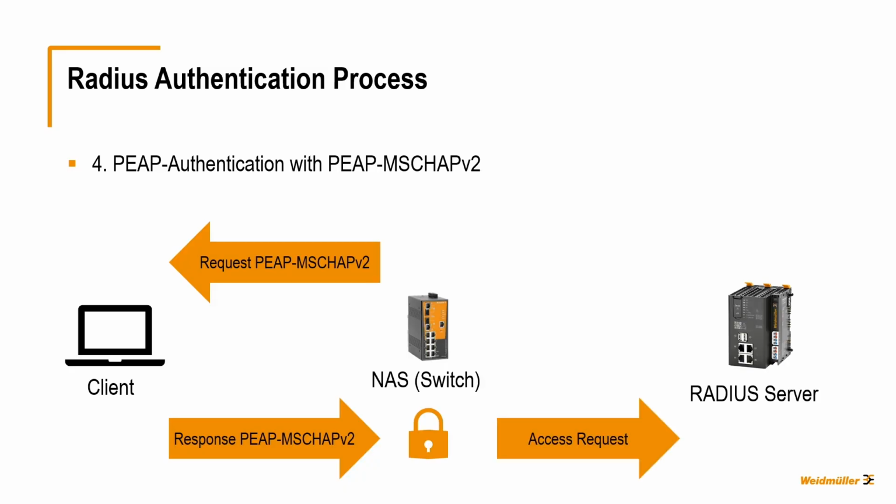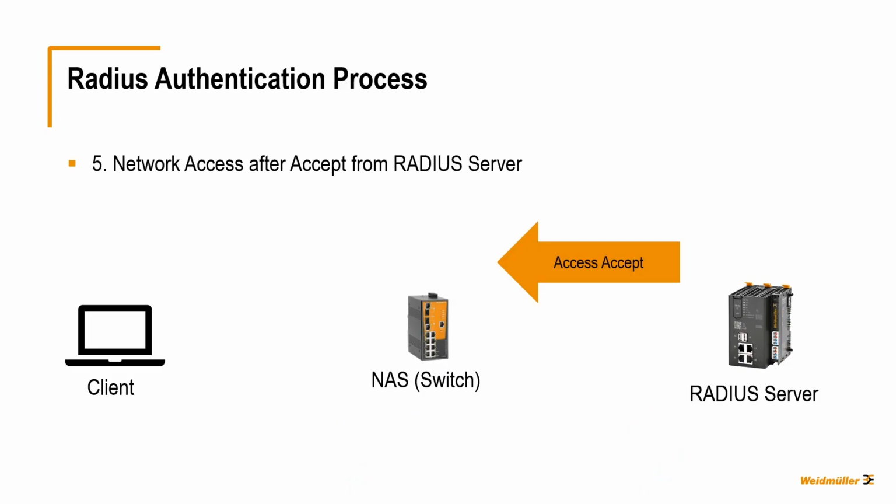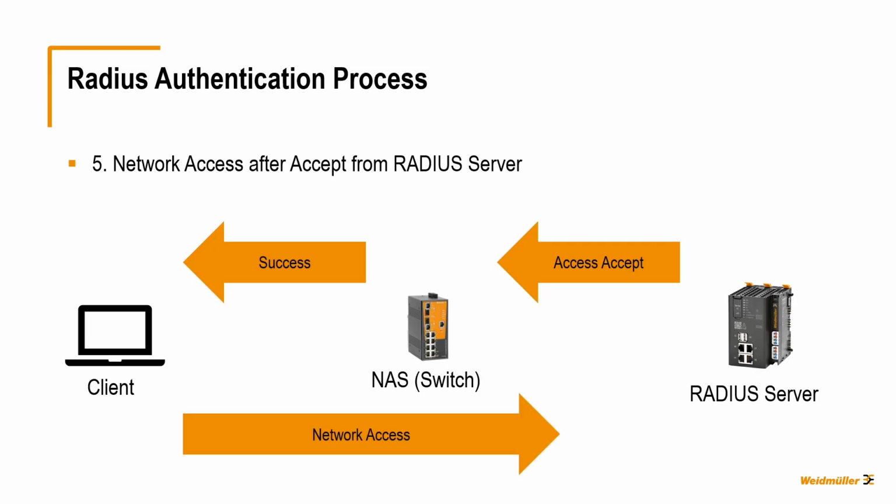The switch sends the encrypted credentials to the Redis server, which should check them. After validating them, the server sends an access accept. In the fifth step, the switch sends the success message from the server to the client, and with this message it accepts the client into the network. From here on, the client is connected to the network and has full access to it.